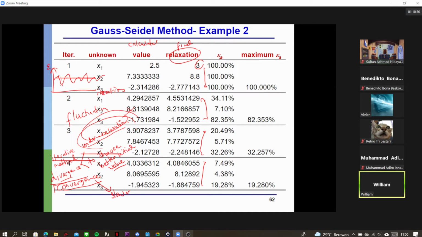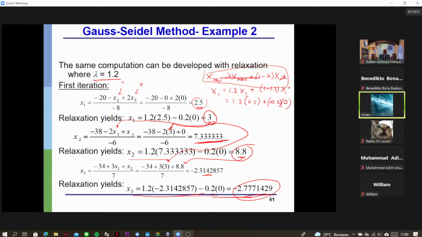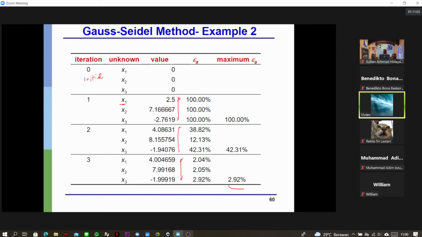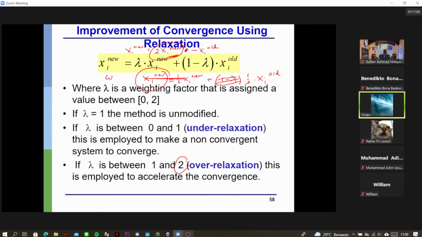Can I ask one last question, ma'am? If we try, for example in the Gauss-Seidel method, example 2, using another value of the weighting factor, will it result in the same, that the convergence will be slower? We can try. There is no guarantee that it will be slower or faster, but we can do some testing with different weighting factors. You can try any.